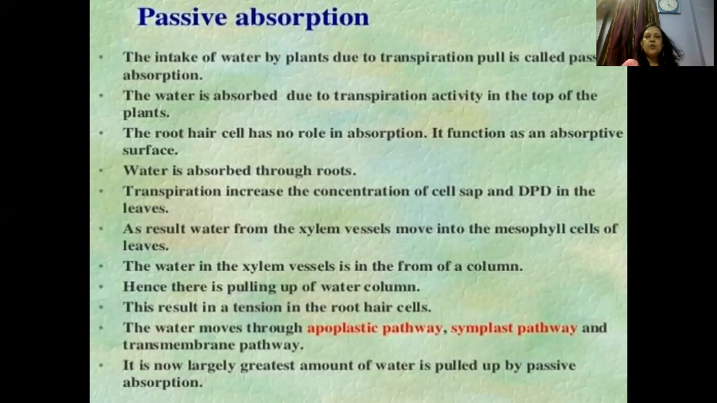Now, first we need to understand what is passive absorption. Now, what do you see here? The intake of water by plants due to transpiration pull is called passive absorption. So, what happens? The water is being absorbed due to the transpiration activity at the top of the plants. Now, what is transpiration? There is loss of water from the leaf surface.